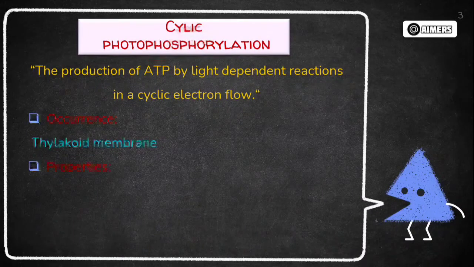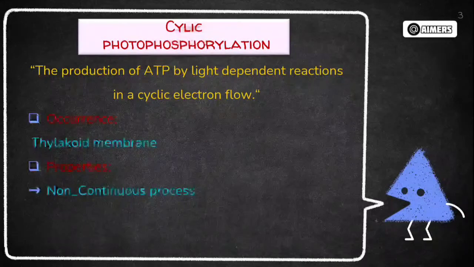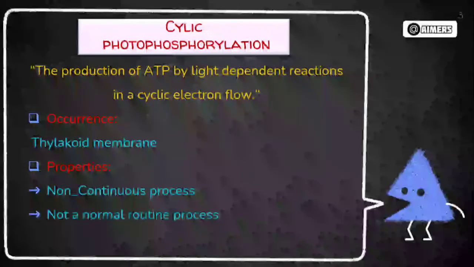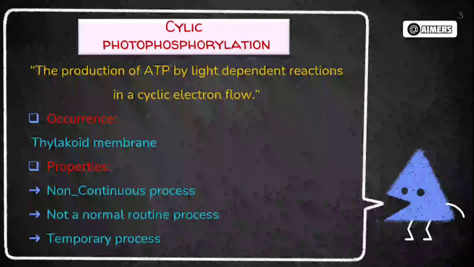And what are some properties associated with cyclic photophosphorylation? First property is that it is a non-continuous process. It does not occur continuously in a plant cell. It only occurs sometimes in a plant cell. The second point is it is not a normal routine process. Non-cyclic photophosphorylation was a normal routine process, but cyclic is not a normal process. It just occurs under specific conditions in the plant cell. And third is it's just a temporary process, not a permanent process.